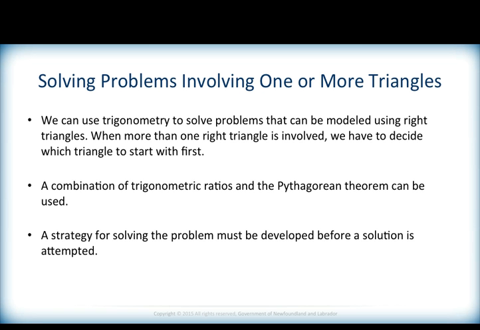To do this, you will need to decide which triangle is given the most information. Of course, you can't start off with a triangle that is only given one piece of information. It needs to have two or more things given and known in order to proceed. A combination of the trigonometric ratios and the Pythagorean theorem is going to be used in these questions. A strategy for solving the problem must be developed before a solution is attempted. So before you can actually go into the question, a strategy for how to set it up and how to proceed with the solution must be developed first.